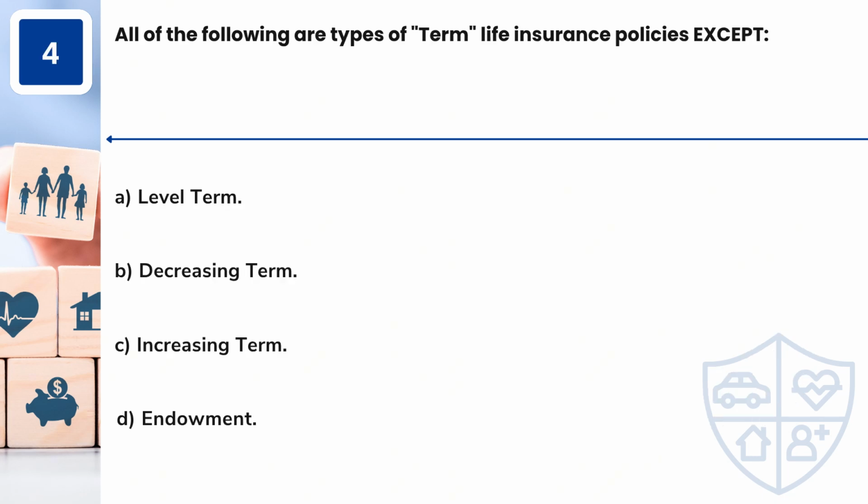Question 4. All of the following are types of term life insurance policies except A. Level term. B. Decreasing term. C. Increasing term. D. Endowment.